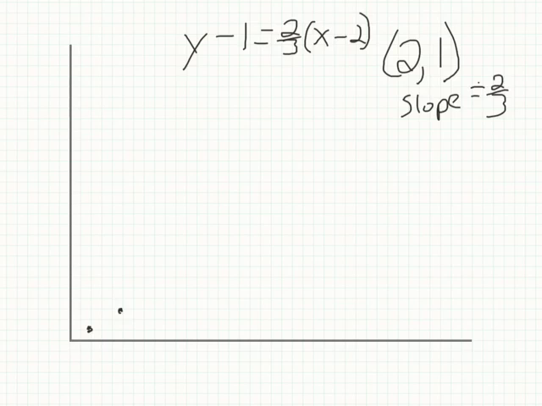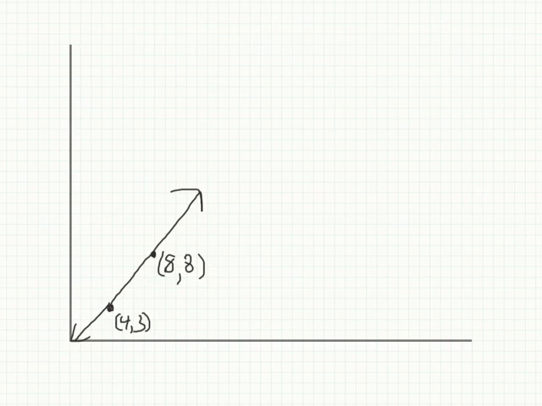Up 2 again over 3. And we can go ahead and create our line. So we have successfully graphed this line using our point slope form.